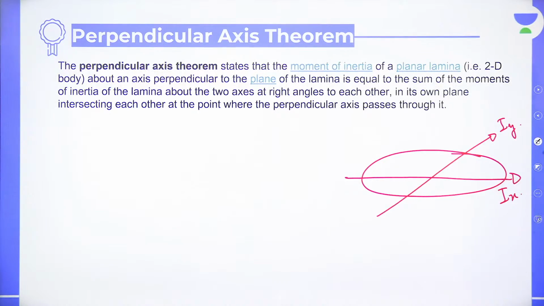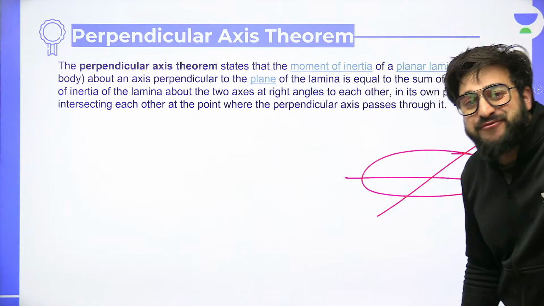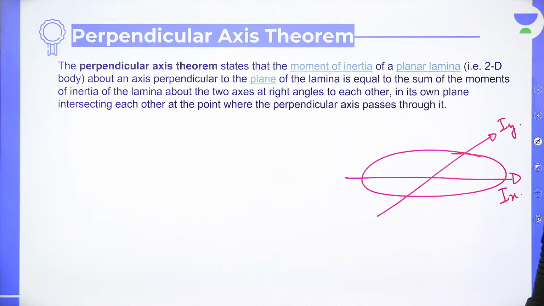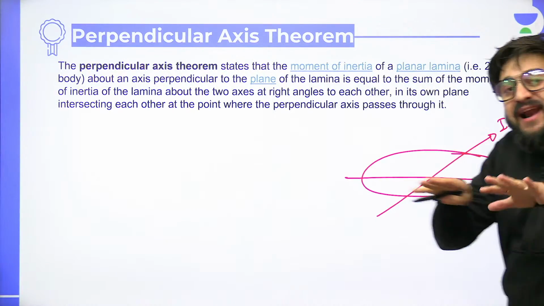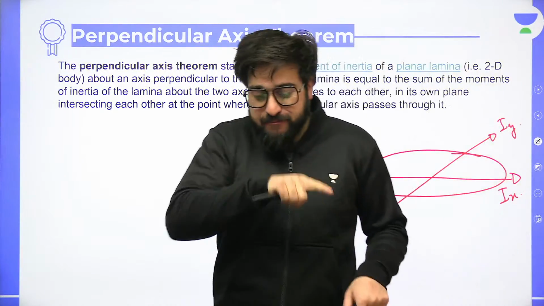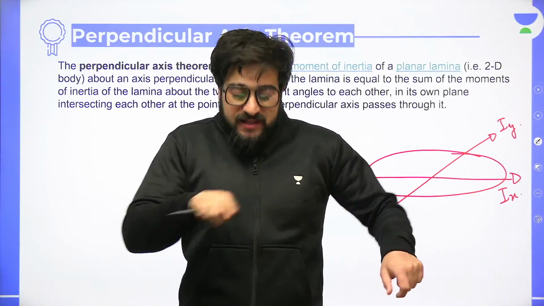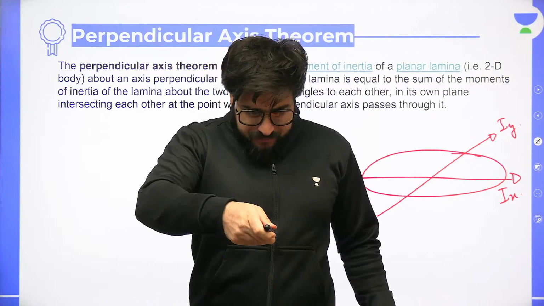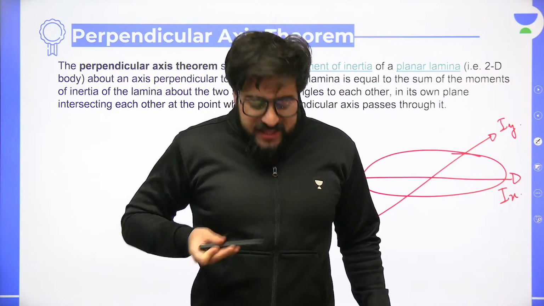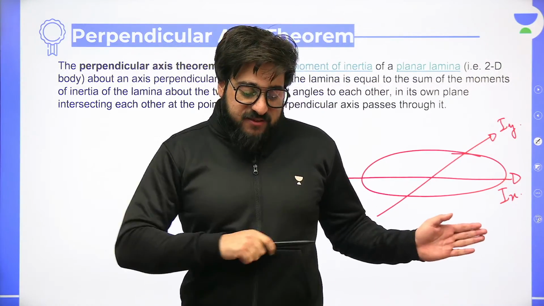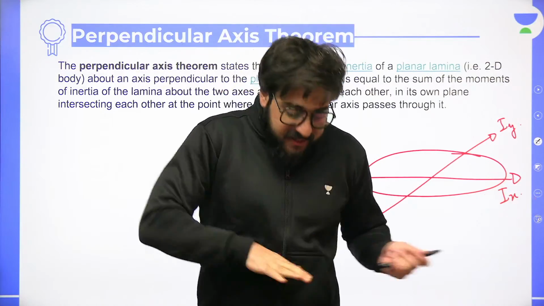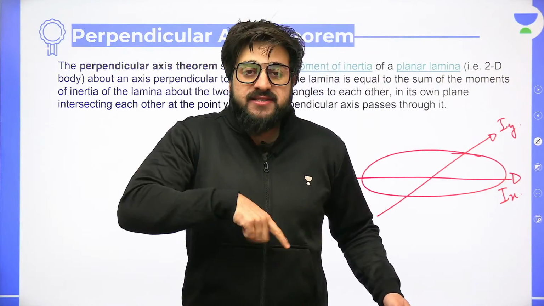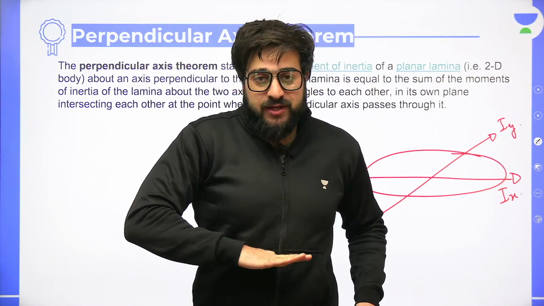If you know the moment of inertia about this Iy, and if you know the moment of inertia about this Ix, understand? This Ix and this Iy, both are lying in the same plane. This is a disk, okay? Just have a look at this one. This is a disk over here. If I say this is Ix, this is Iy, then this Ix, the x-axis, is lying in the plane. This is the plane of the disk, right? This is the disk, and this is the plane over here, understand?